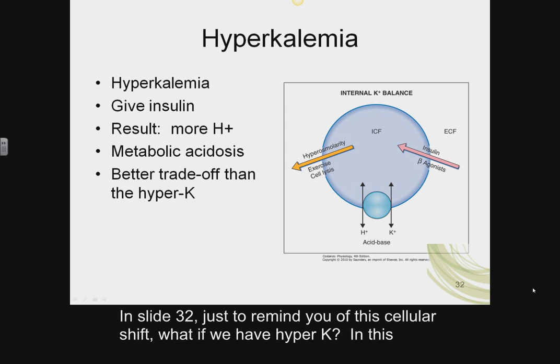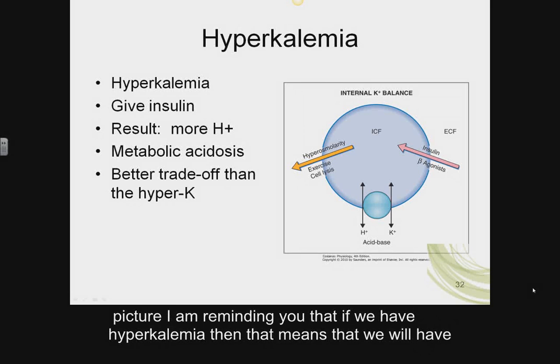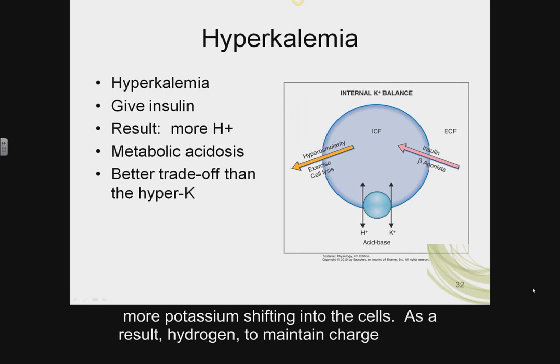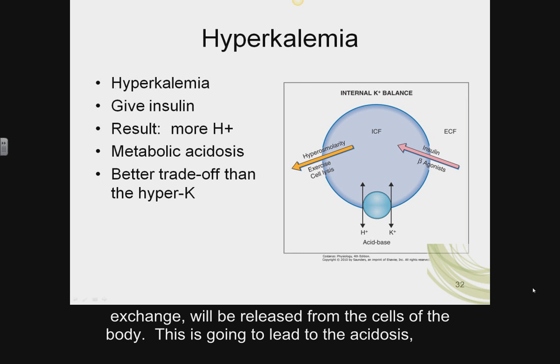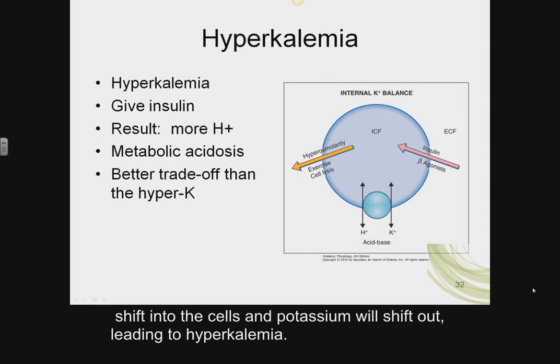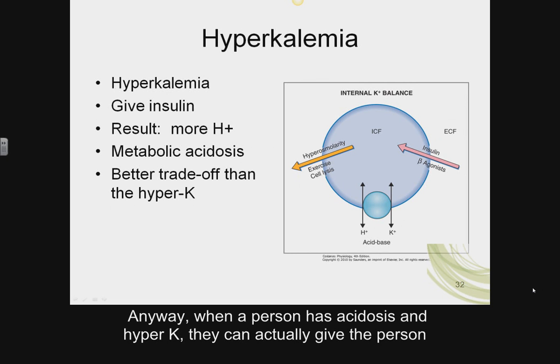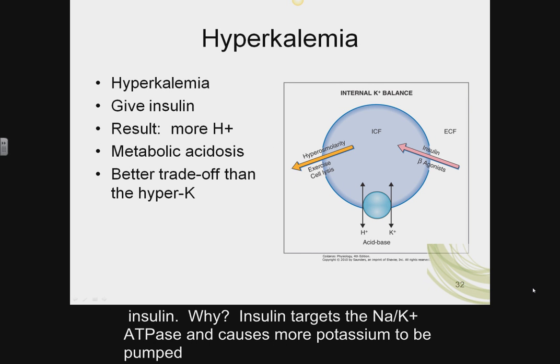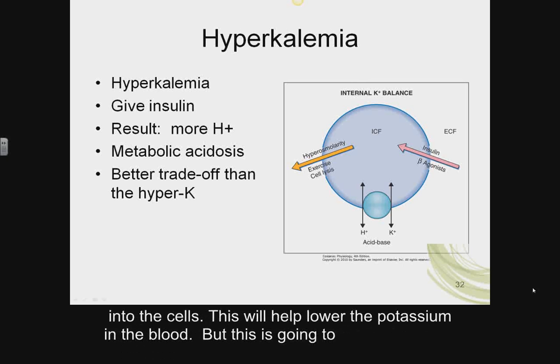In slide 32, I just want to remind you of this cellular shift. What if we have hyper-K? In this picture, I am reminding you that if we have hyperkalemia, then that means that we will have more potassium shifting into the cells. As a result, hydrogen, to maintain charge exchange, will be released from the cells of the body. This is going to lead to the acidosis along with the hyperkalemia. When a person has hyper-K, they can actually give the person insulin, which will further increase the potassium shifting from the blood into the cells, which will help lower the potassium in the blood. But this is going to exacerbate the metabolic acidosis. It will lead to more metabolic acidosis.